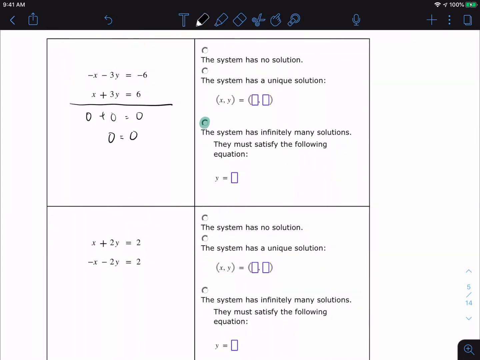Okay, let's look at the second one. Let's add them up and see what happens. So I'm going to get 0 plus 0 is equal to 4. So you guys tell me, when is 0 equal to 4? When is 0 equal to 4? Never. Never. And so this has no solution to it.